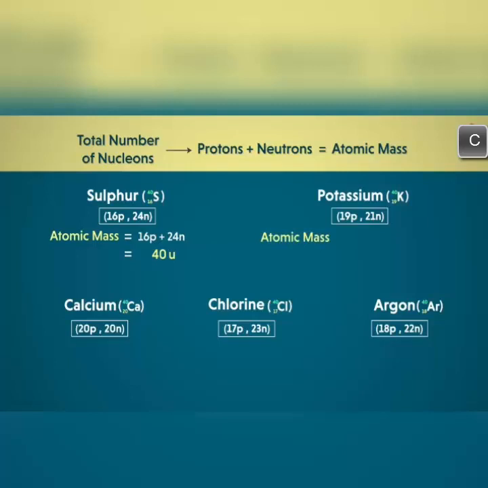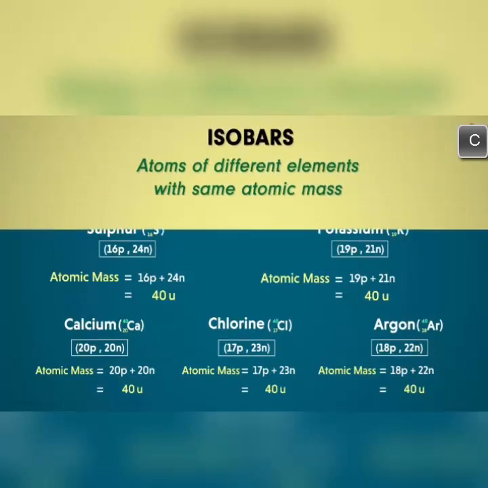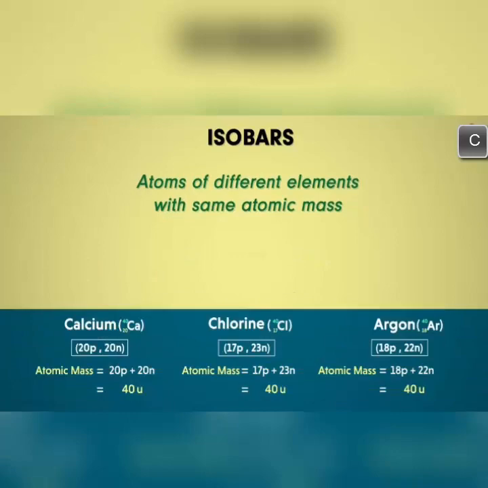Therefore, atomic mass is also 40 and it can be written as 40 u. That means unified mass, 40 unified mass or 40 gram per mole. So such atoms of different elements with the same atomic mass are said to be isobars. In Greek, iso means same, baros means weight. So the same weight will be present.